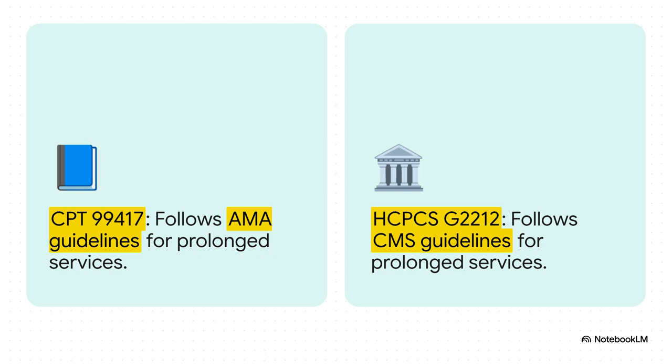And here is a classic payer-specific trap to watch out for on your national exams. You absolutely must know exactly when to use the CPT code 99417 versus the newer HCPCS time add-on code G2212 for prolonged services. Examiners love to test if you know which code corresponds to the AMA's commercial guidelines versus Medicare's CMS guidelines. Spotting this trap instantly gives you the right answer.